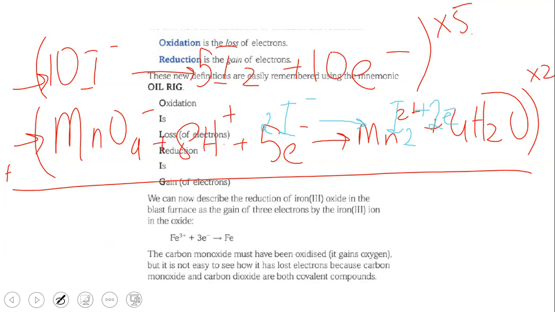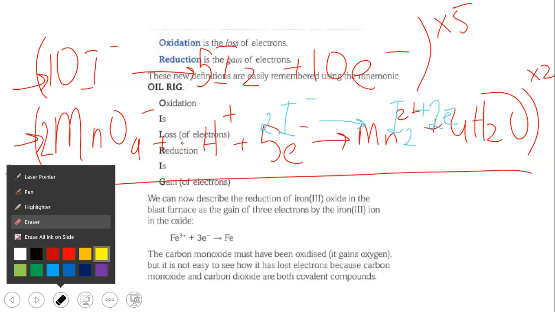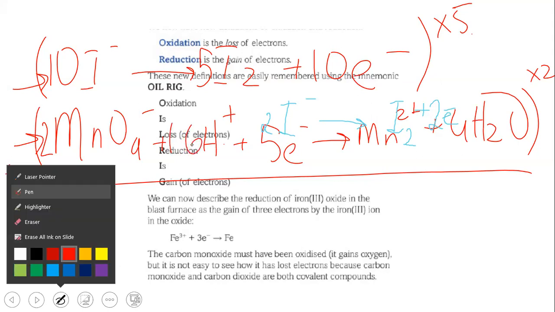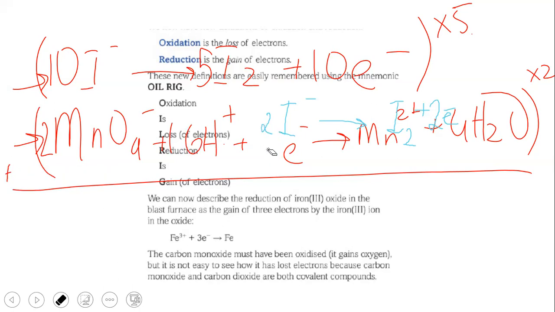Let's do equation number 2. So we're multiplying all of equation number 2 by 2. So over here you will add a 2. You have 8 hydrogen ions. So if you multiply 8 by 2, you will get 16. So you write down 16. You have 5 electrons. 5 multiplied by 2 is 10. So you will go ahead and write down 10.